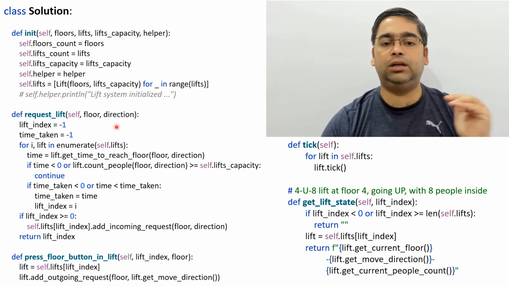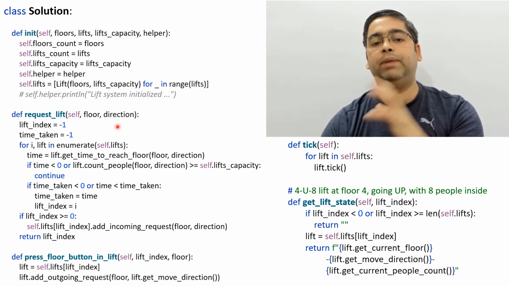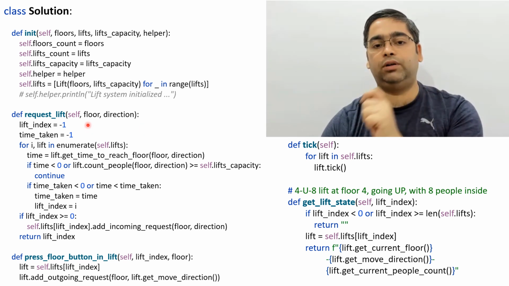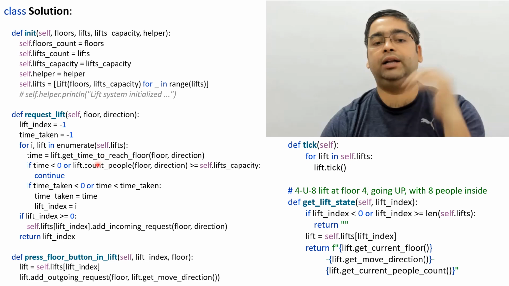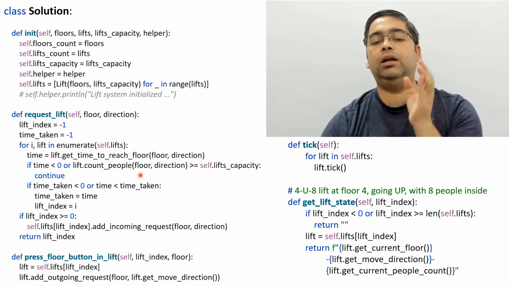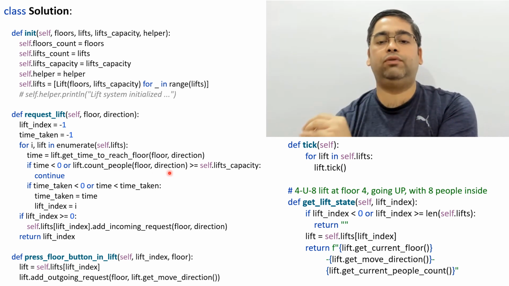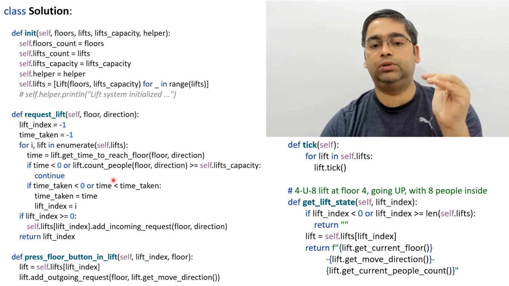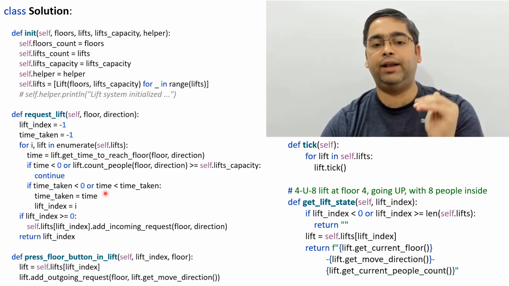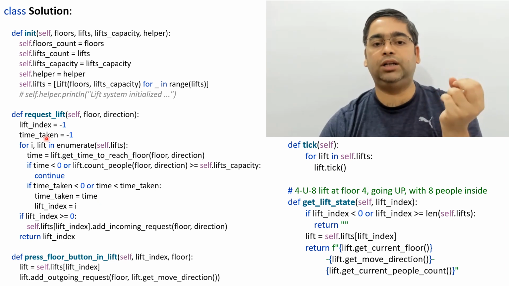Now it implements the different functionalities or the requirements of the system that we discussed in the beginning using the methods of the lift class. For example, for requesting a lift on a given floor in a given direction, it goes through all the lifts, gets the time to reach the floor, and discards the lift if the time is invalid, that is less than 0, or if the lift will be full when it reaches that floor in that direction. If both criteria are satisfied and the lift is valid, then it needs to find the optimum lift. So it compares with the existing time and lift index.